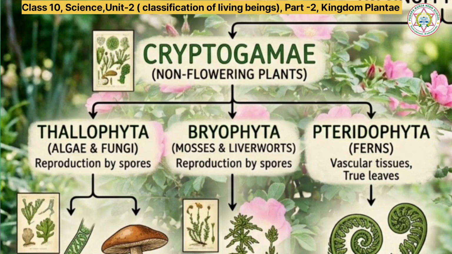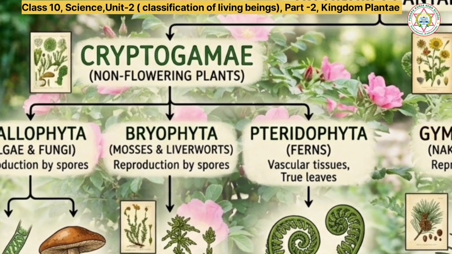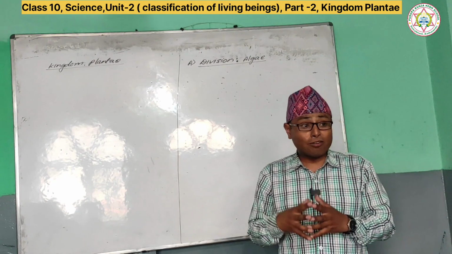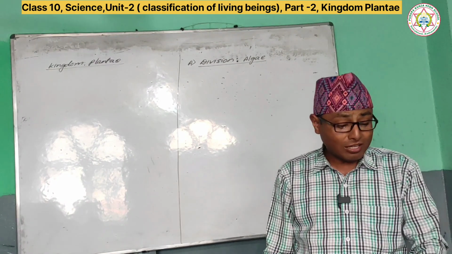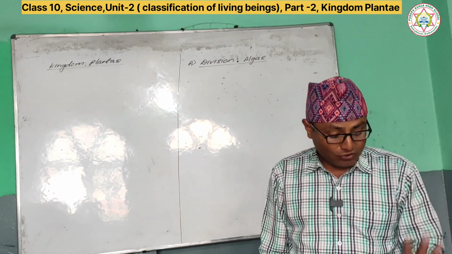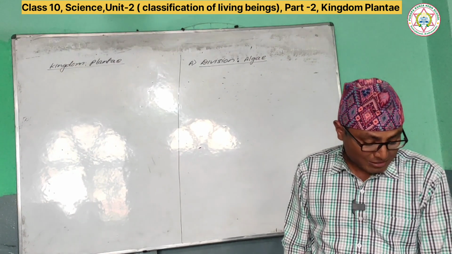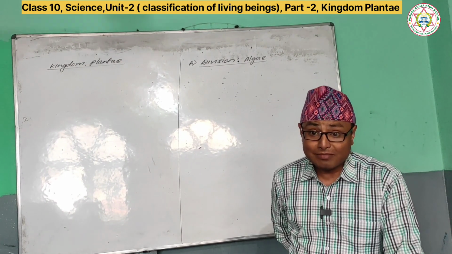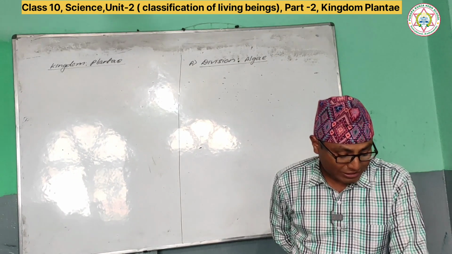The non-flowering ones are what we called cryptogams in the 2 kingdom system of classification, and the flowering plants are what we called phanerogams. Whether the plant has flowers or not is not the basis for classification in the 5 kingdom system of classification. So in the plant kingdom, some plants are flowering, some are non-flowering.